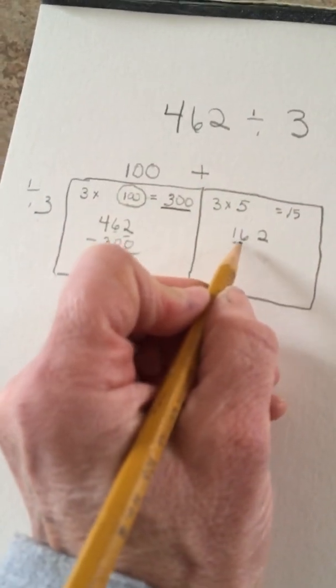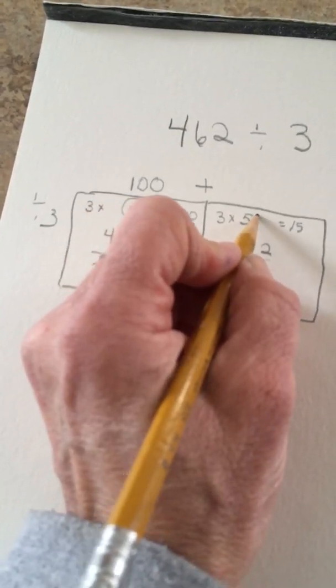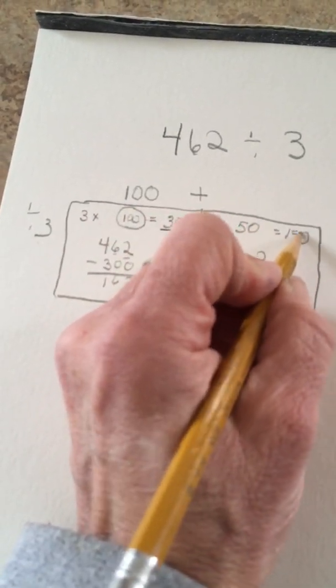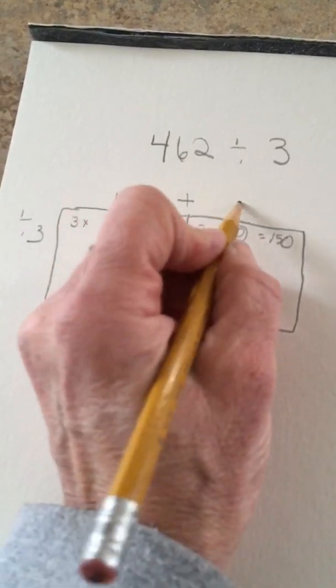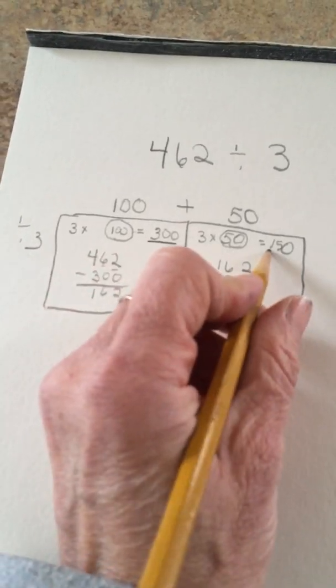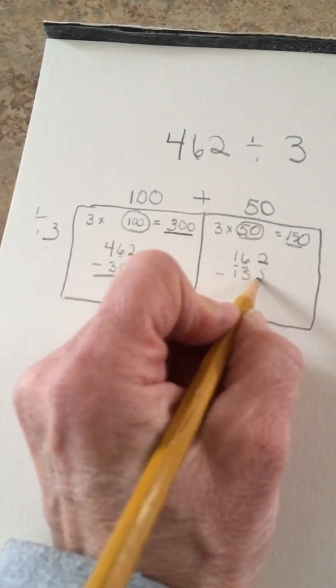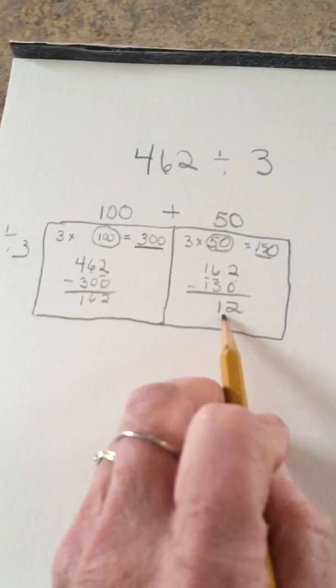Okay, so that covers these first 2 digits. Well, we have one more digit left. So we'll have to put a place value there. So it's 3 times 50 equals 150. So we'll put the 50 right up there. Let's subtract our product of 150, and that leaves us 12.